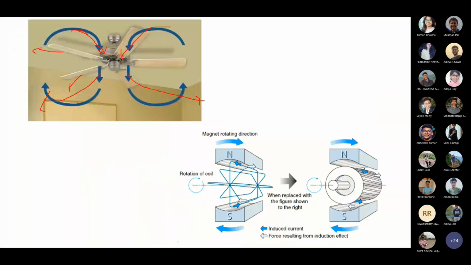So these are about the centrifugal pump. Students, hope you understood. If you have any questions, please let me know.